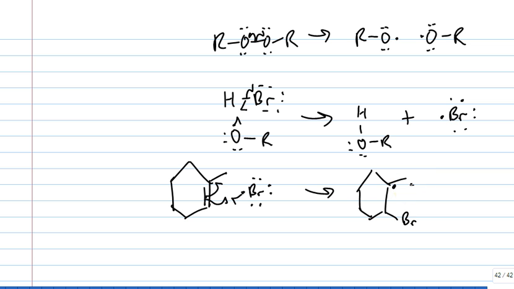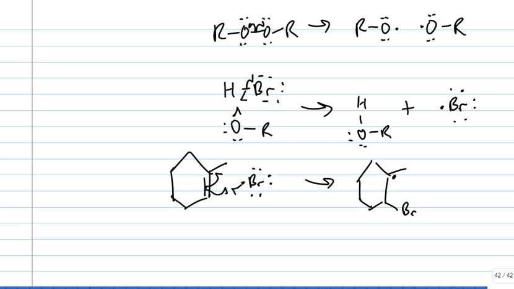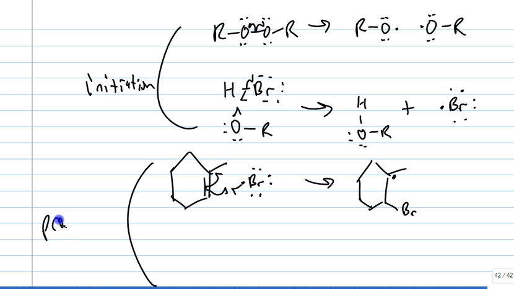So let's do the next propagation step. So these are initiation, just in case you have to label them. And these 2 are propagation. Propagation means a cycle, like it keeps going and going. It's going to need an H from something. Well, might as well use another HBr. So let's use an HBr here.